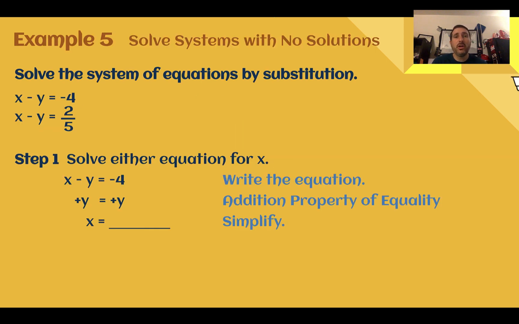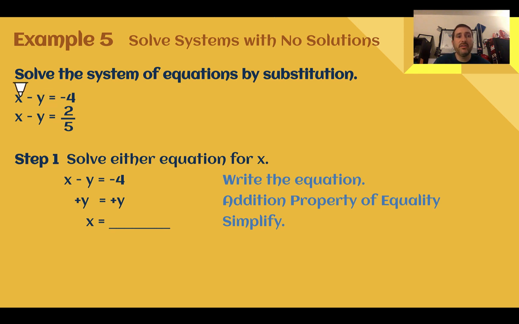Example 5. Solve systems with no solution. Solve the system of equations by substitution. We have x minus y equals negative 4, and we have x minus y equals 2/5. We can pick either of them to solve for x, or we could solve for y. It doesn't matter. Whichever is going to be easiest.